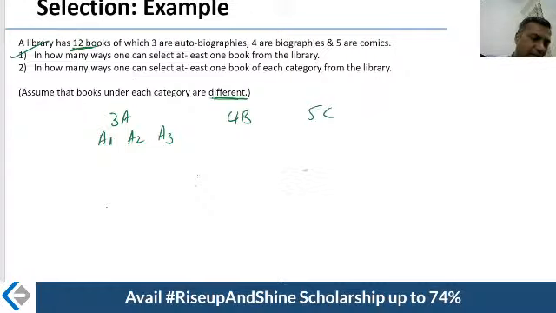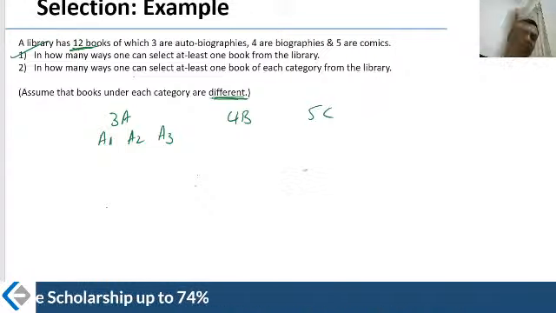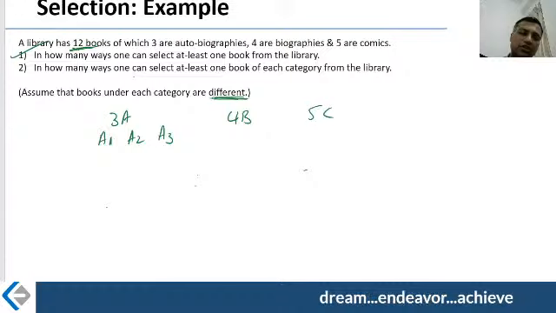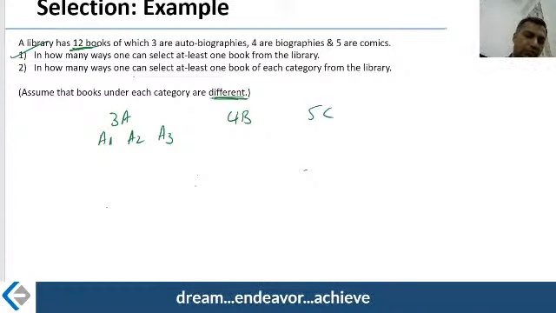Assume that these 3 are kept on 3 different racks, 3 different sections. Basically, when you enter a library, there will be sections, right? There will be different sections for different books, so that identifying the books becomes easier. So therefore, there is 3A. What do you mean by 3 books of autobiography?